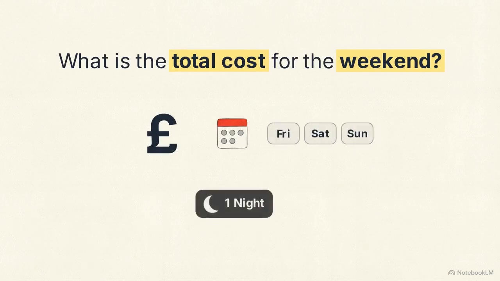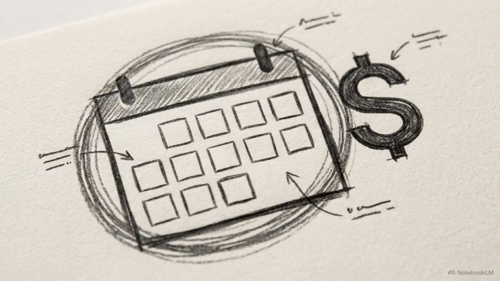We need a monetary value for the entire multi-day span. A single night rate is a distractor. Locking in these parameters right now reduces your cognitive load. When the audio begins, your brain is already filtering for a specific type of data.